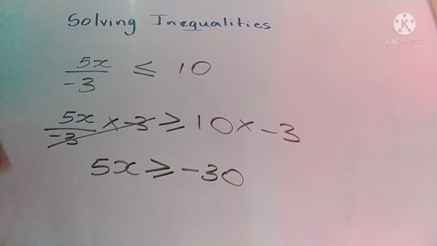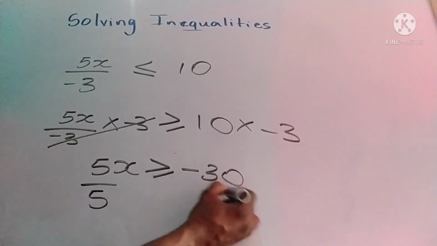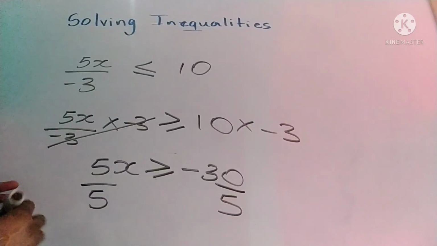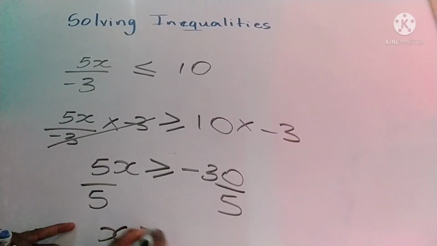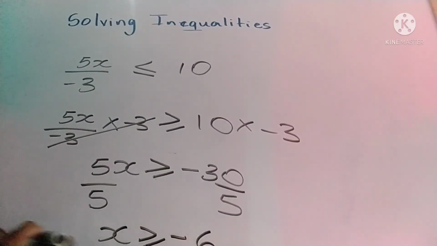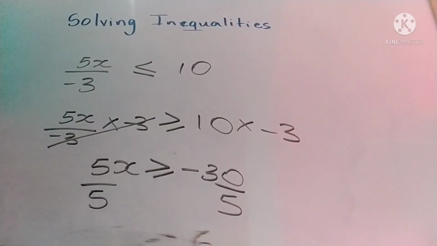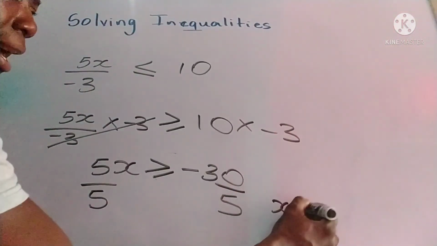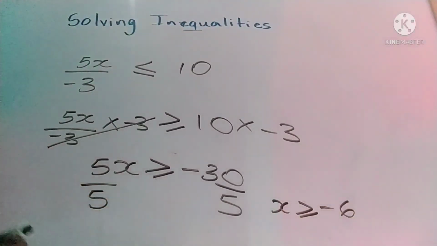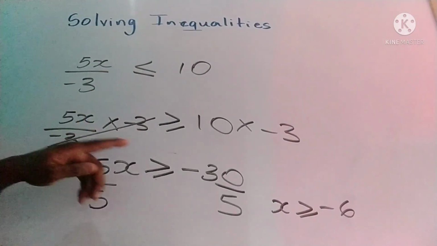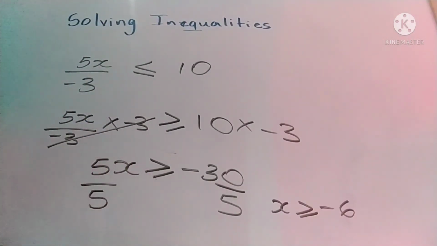All right, not bad. At this time, we're going to divide by 5 on both sides. There's no flipping because we're not dividing by a negative number. So x is greater than or equal to negative 6. And that's the point we're making. If you multiply or divide throughout by a negative number, then the sign flips. Outside of that, solving a linear inequality will be as simple as this.